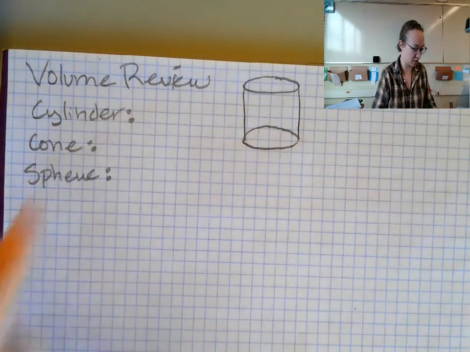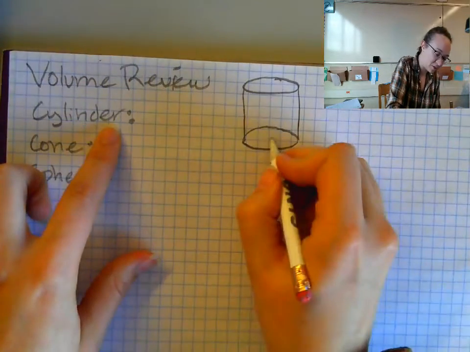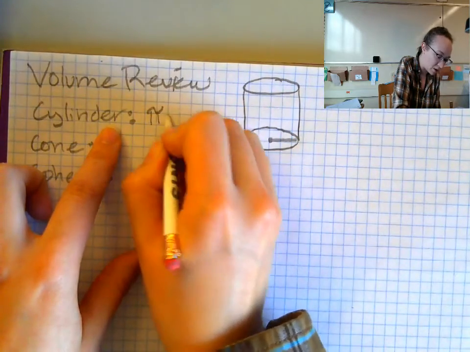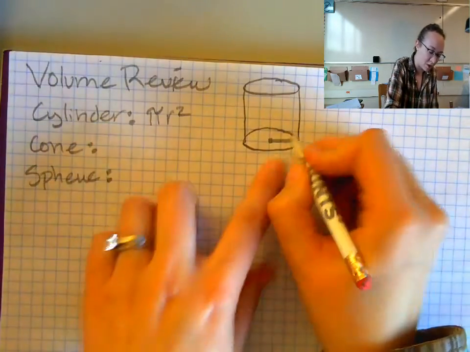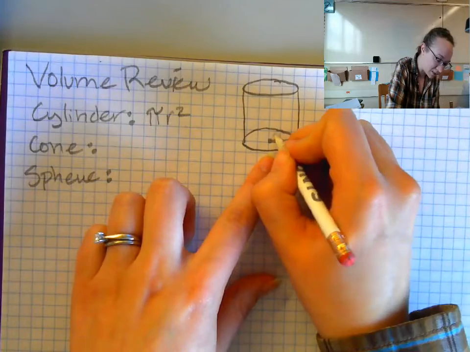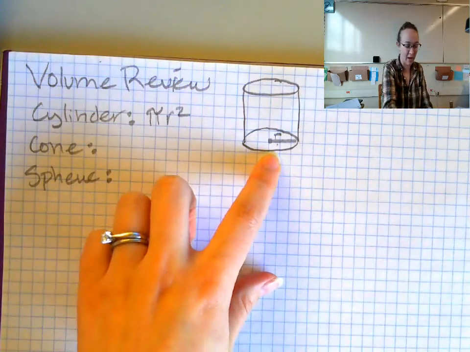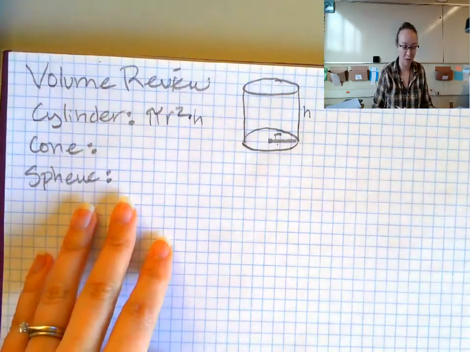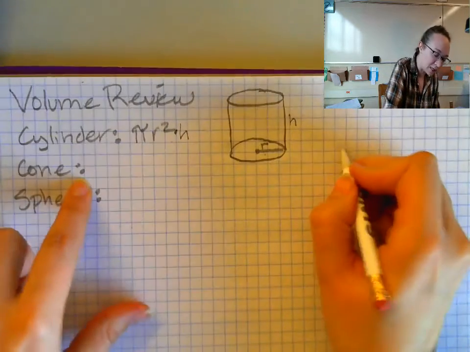So first, a cylinder. The formula for that one is you take the area of the base, which would be pi r squared, where r is the radius of the base, and then you multiply it by the height of the cylinder, like that. The cone is related.